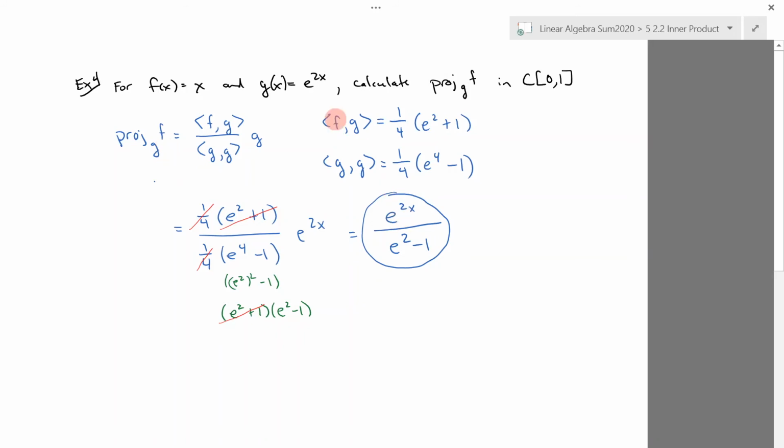So this is what we get as the projection of f onto g. The function e to the 2x is something we think of as a vector, and 1 over e squared minus 1 is the coefficient. So we can see that it's parallel to this vector.